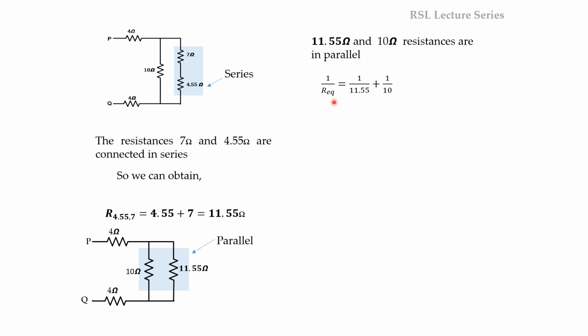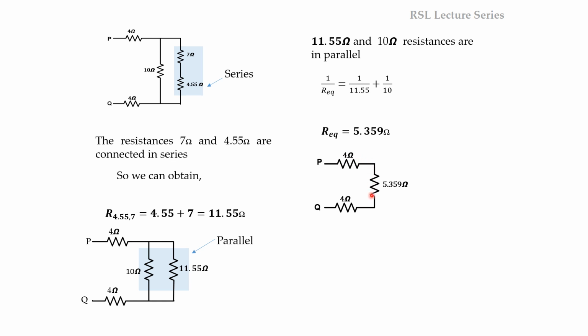1 by R equivalent is equal to 1 by 11.55 plus 1 by 10. So after simplifying this term, you have to take the reciprocal. Don't forget to take the reciprocal. So R equivalent is equal to 5.359 ohms. Okay. So now finally the equivalent circuit got reduced like this.